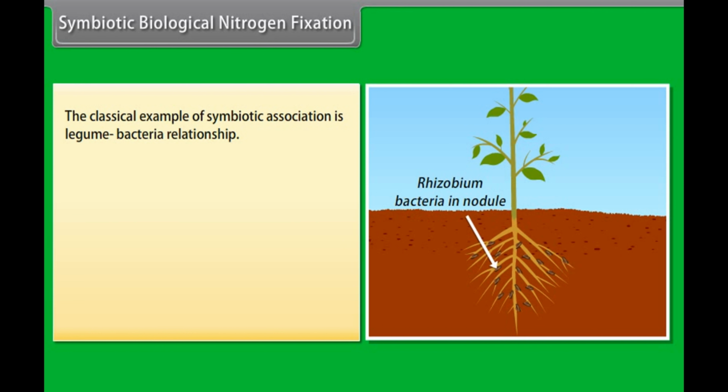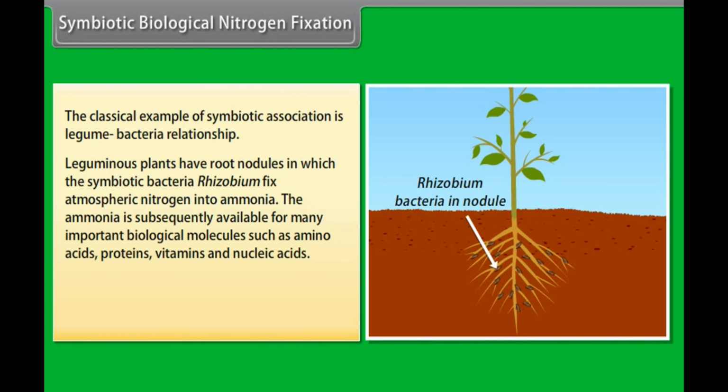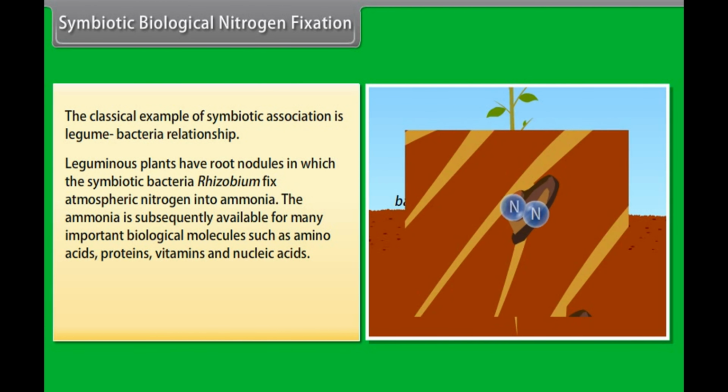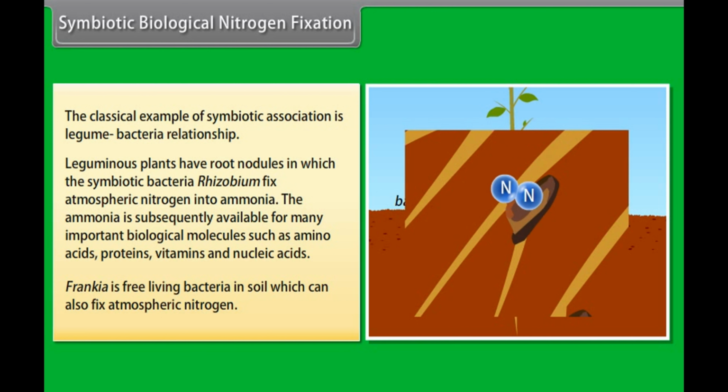Symbiotic biological nitrogen fixation. The classical example of symbiotic association is the legume-bacteria relationship. Leguminous plants have root nodules in which the symbiotic bacteria Rhizobium fix atmospheric nitrogen into ammonia. The ammonia is subsequently available for many important biological molecules such as amino acids, proteins, vitamins, and nucleic acids. Frankia is a free-living bacterium in soil which can also fix atmospheric nitrogen.